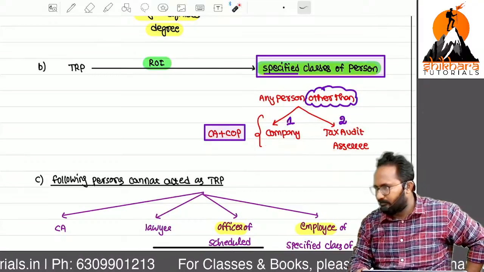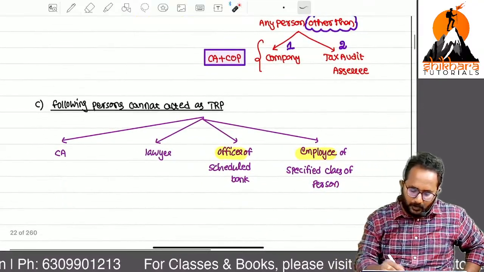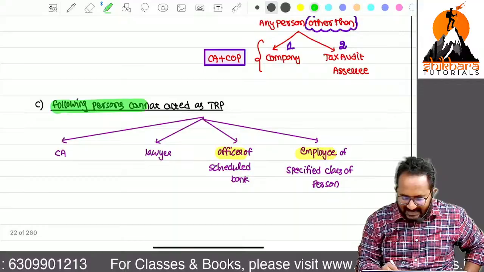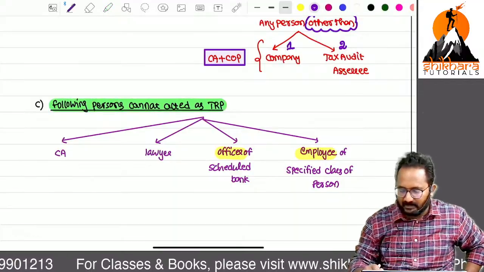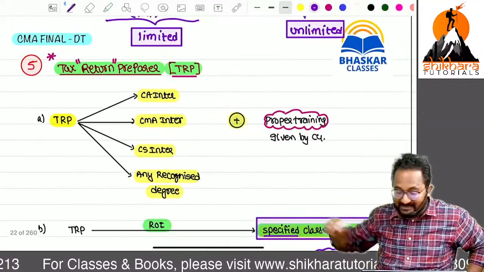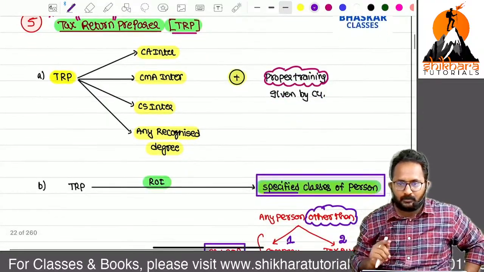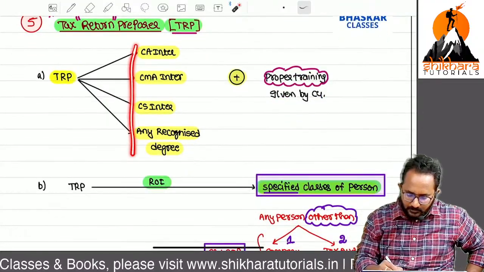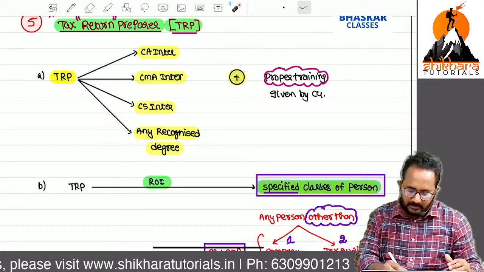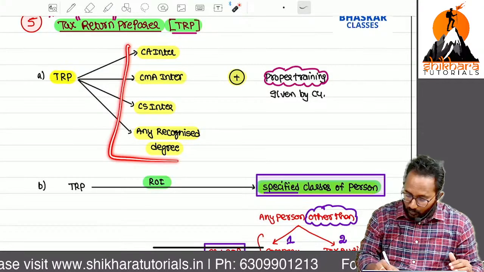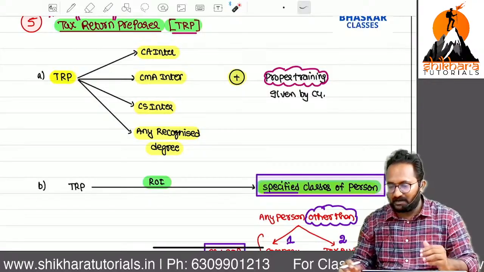Next, important: the following persons cannot act as a TRP. Sir, already in the first point you said the eligibility for TRP. Who are eligible? CA Inter completion of these levels. I know how to file the return of income. Why do I need to go for training, sir?